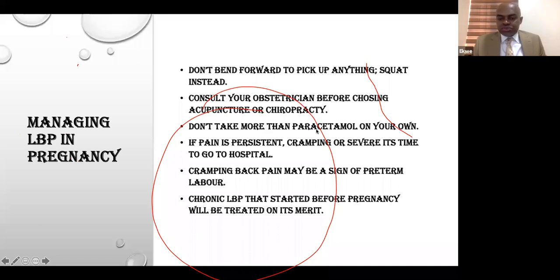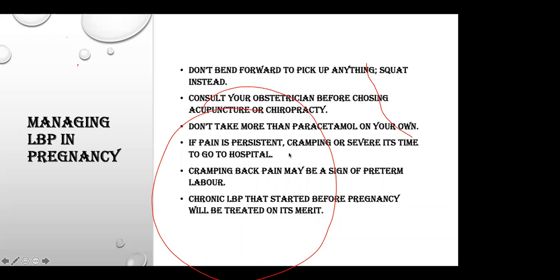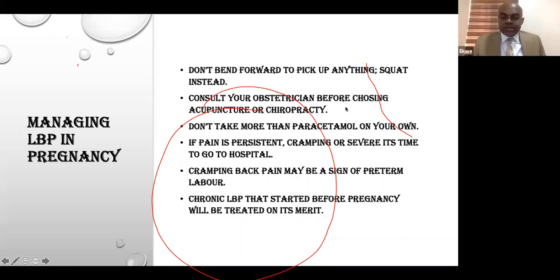Don't take drugs on your own, especially more than paracetamol. You can take paracetamol for a short period. If the pain persists, please come to hospital. Like I said, there are many drugs that are not good for the baby. There might even be over-the-counter drugs or drugs you can get if you request, but especially if the pharmacist does not even know that you're pregnant, it's something that is quite harmful for your baby. So don't take more paracetamol.